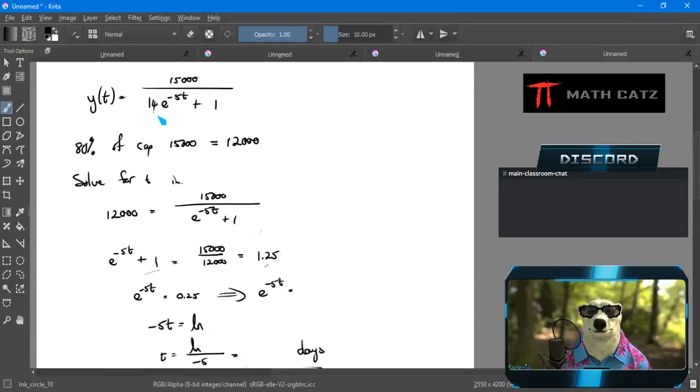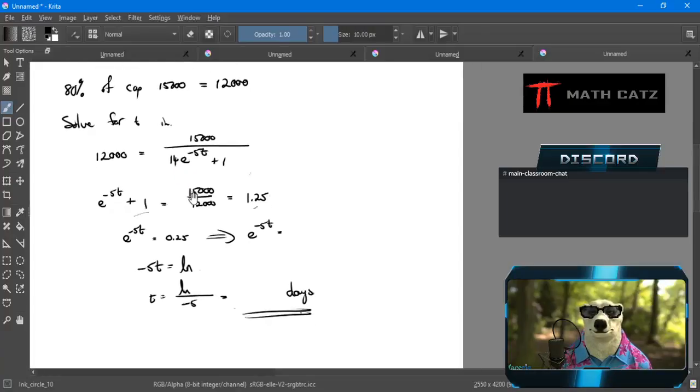this is 14. We're still looking for a target of 12,000, but we just used a 1 over 14 instead of a 14, which changed our answer to a weird number. It is still extremely small, but we swap it out. So this is a 14 over here. When we look for 80% of the capacity, we just plug in 12 for y, and we have our equation.